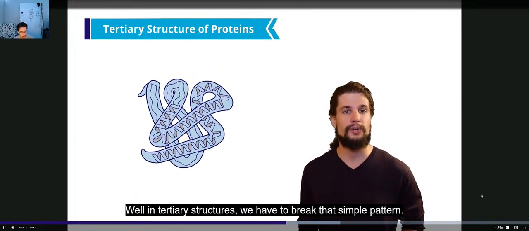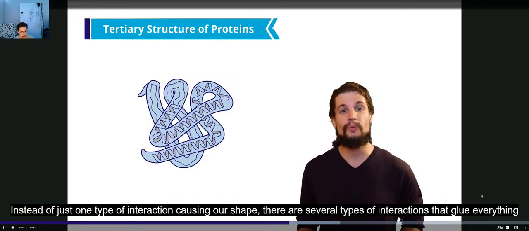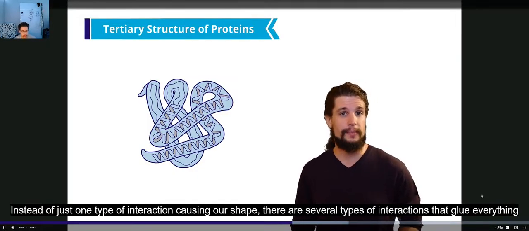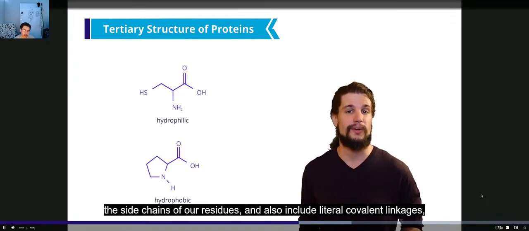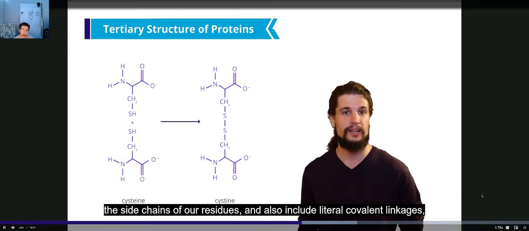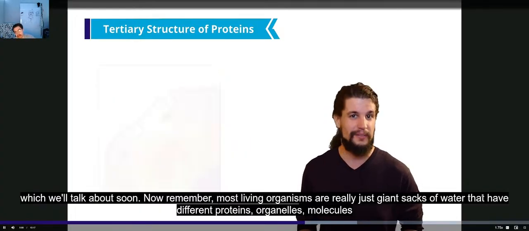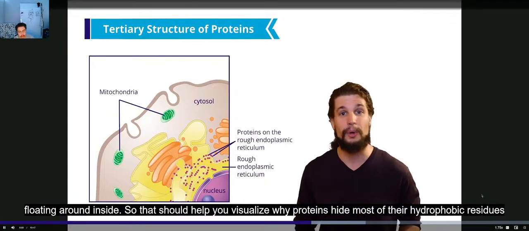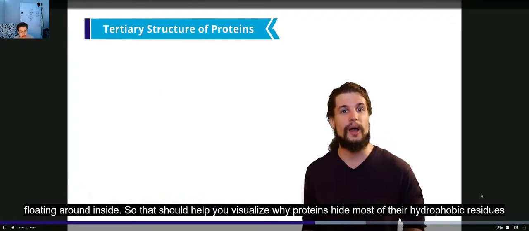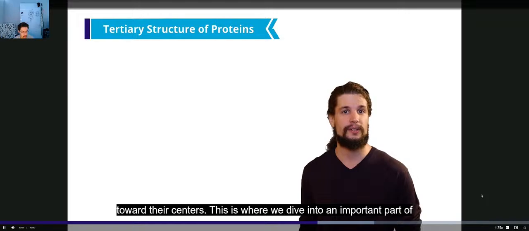Well, in tertiary structures, we have to break that simple pattern. Instead of just one type of interaction causing our shape, there are several types of interactions that glue everything together. These include hydrophilic and hydrophobic interactions between the side chains of our residues, and also include literal covalent linkages, which we'll talk about soon. Now, remember, most living organisms are really just giant sacs of water that have different proteins and organelles and molecules floating around inside. So that should help you visualize why proteins hide most of their hydrophobic residues toward their centers.